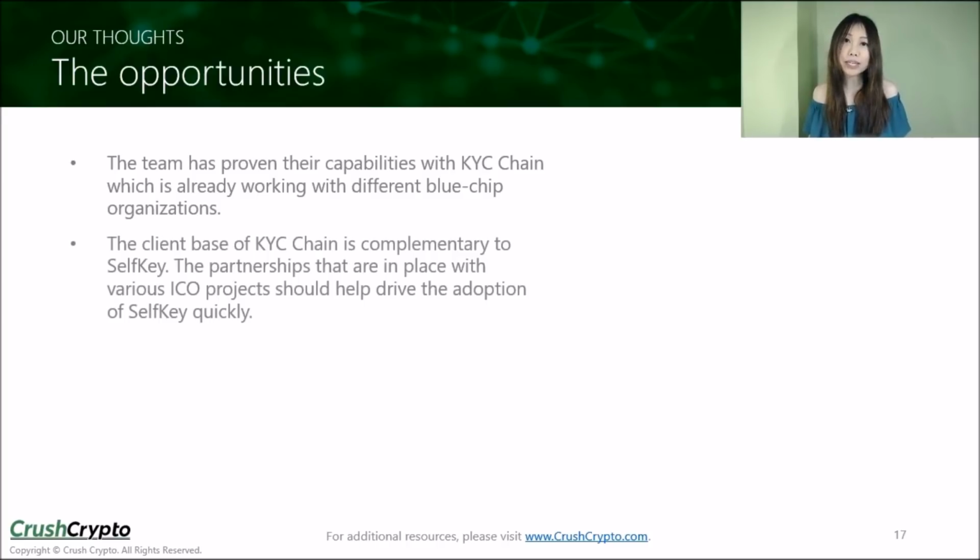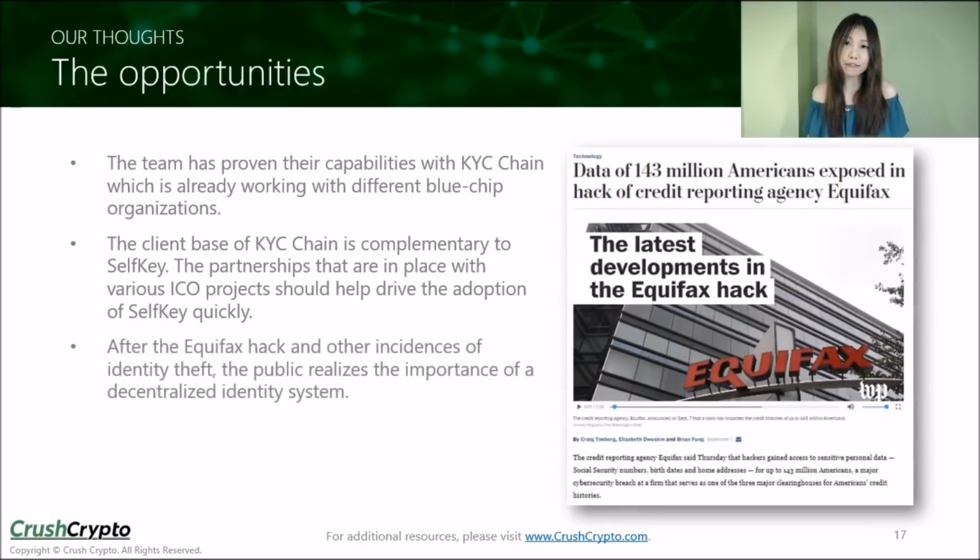The partnerships that are in place with various ICO projects, such as Kyber Network, AirSwap, Polymath, and others, should help drive the adoption of SelfKey, since the target users are already familiar with cryptocurrency. There have been a number of high-profile cases of identity theft in the past. The recent Equifax hack, for example, allowed attackers to obtain crucial personal identity information for 143 million people. People are getting increasingly concerned with the security of their personal data, and we believe more people will be open to using a secure decentralized identity system over time.